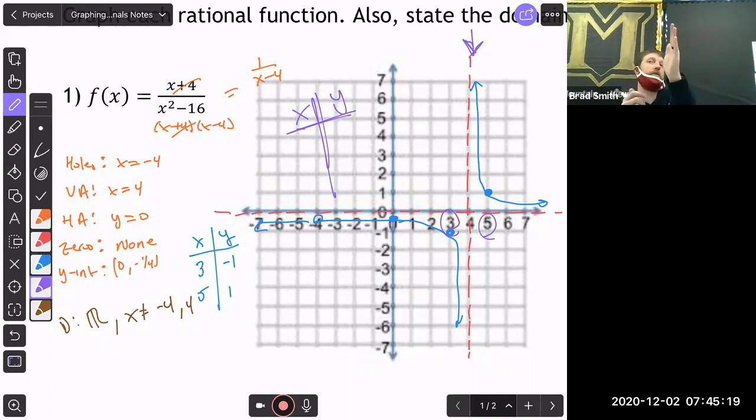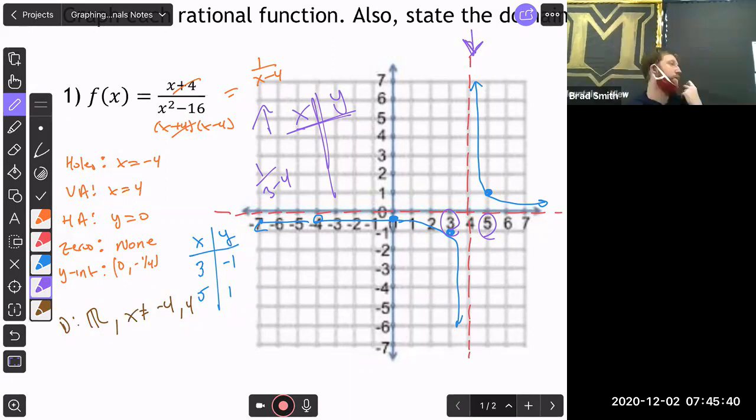So if I pick the number 3, it's either going to be in the bottom left or the top left. If it's in the bottom left, I know I'm going to have that little curve down in the bottom left. And I got 3, 1 when I plugged it in. I plugged it in the simplified equation right here. So I got 1 over 3 minus 4, and you get negative 1.